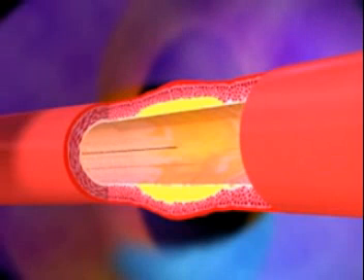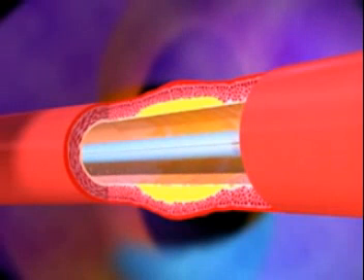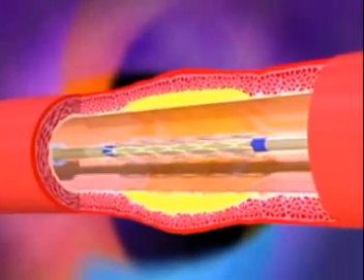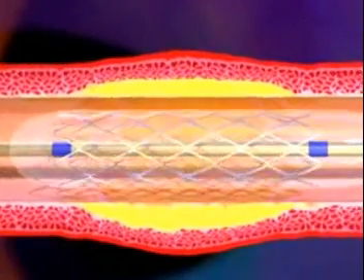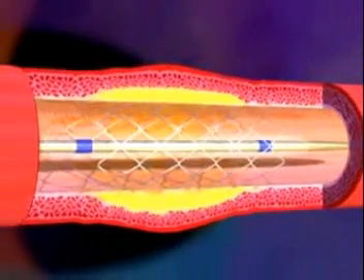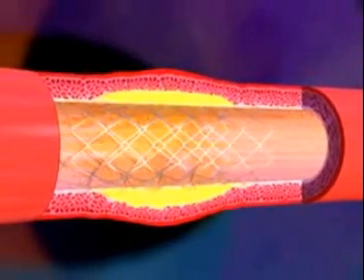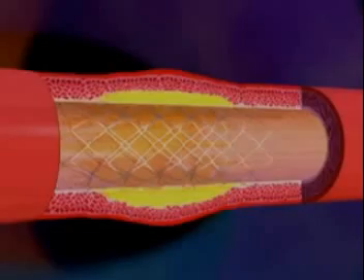Following angioplasty, a stent may be inserted to prevent the artery from reclosing. A stent is a wire mesh tube mounted on a deflated balloon catheter. The catheter is guided to the blockage site and inflated. The stent expands and adheres to the artery wall. The catheter and guide wire are removed and the stent remains in place.